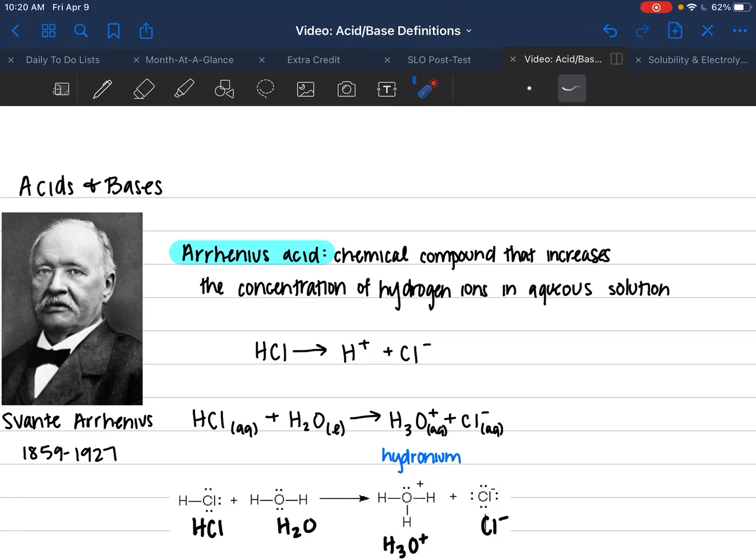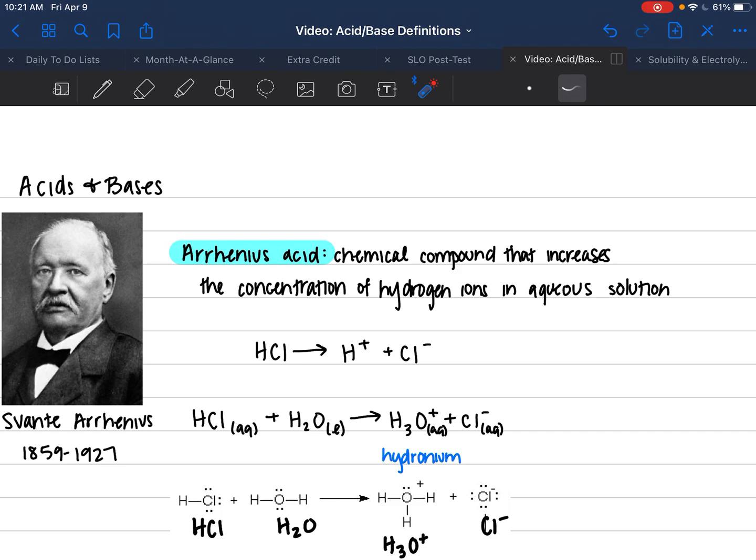Today we're going to be introducing the concept of acids and bases. We're going to go through a couple of definitions for acids and bases, but first we'll start with the one created by the guy in the picture on the left. Svante Arrhenius lived at the end of the 19th century and then into the 20th century, and he came up with his definitions of what he would define as an acid and a base.